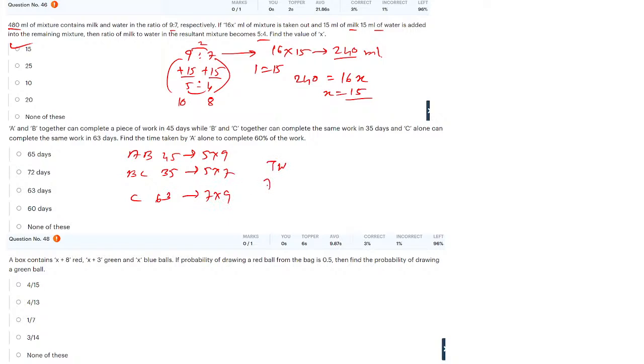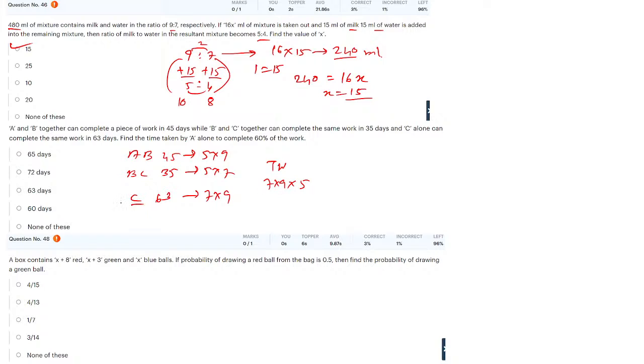So what is the total work? You can take 7 into 9 into 5. Now what is the total efficiency of A and B? But you have to first check that, because only one person is given, that is C.